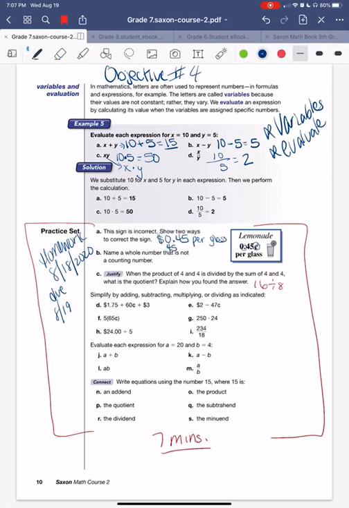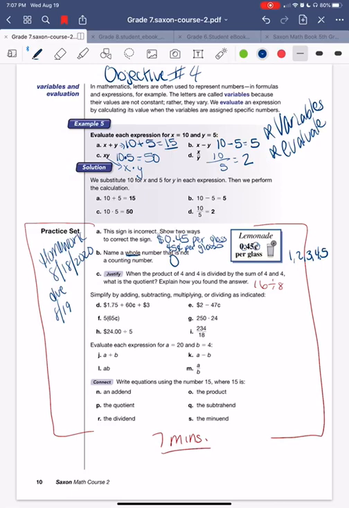Or we can say 45 cents per glass. All right. Next one, B, says, name a whole number that is not a counting number. And remember, your counting numbers are 1, 2, 3, 4, 5. But the whole numbers include 0, and 0 is not a counting number.